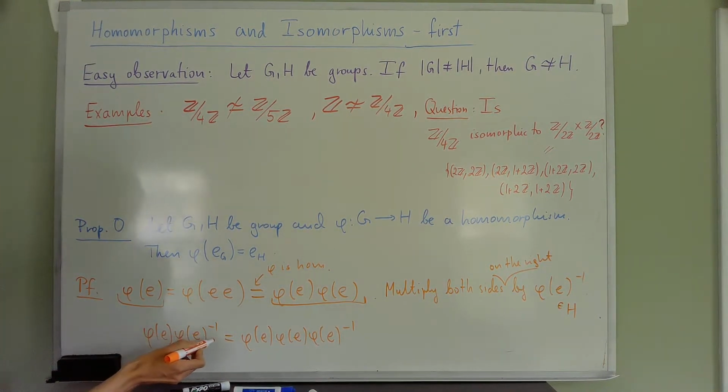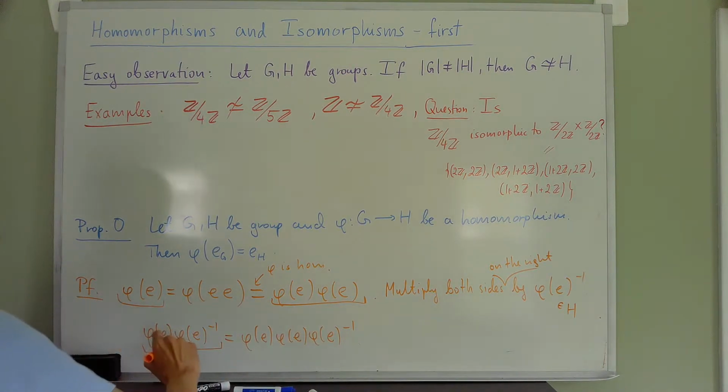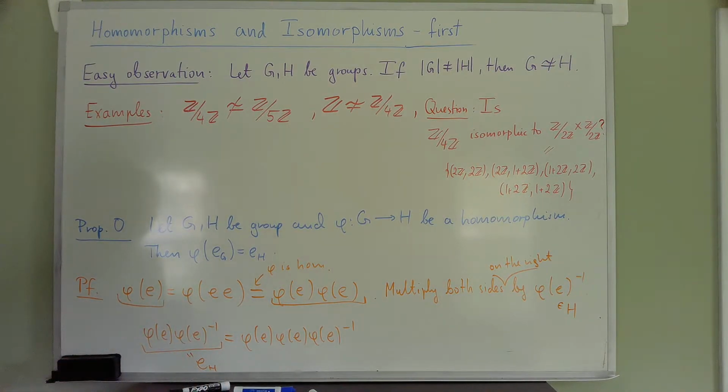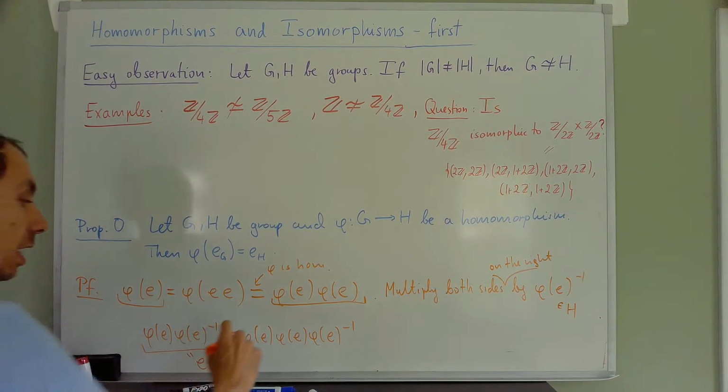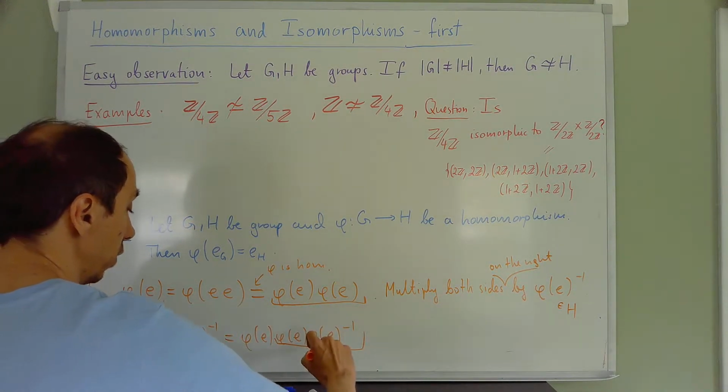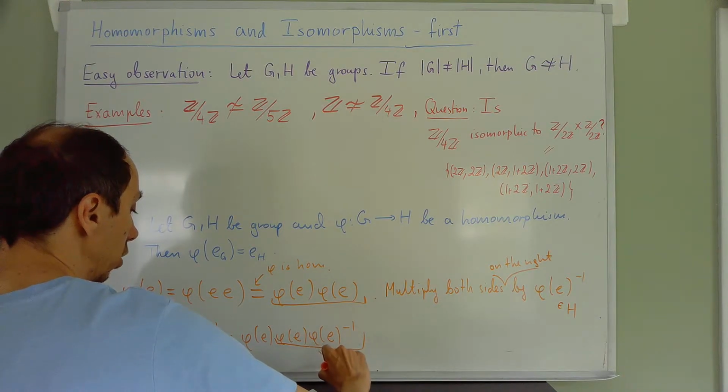Oh, but what is that? Any element times its inverse is the identity. Where is this equality happening? In H. So that's the identity in H. For just now, I'm just going to put this H here underneath to emphasize that I'm in H. And here the multiplication in H is associative, so I can do this first. So that is the identity in H.